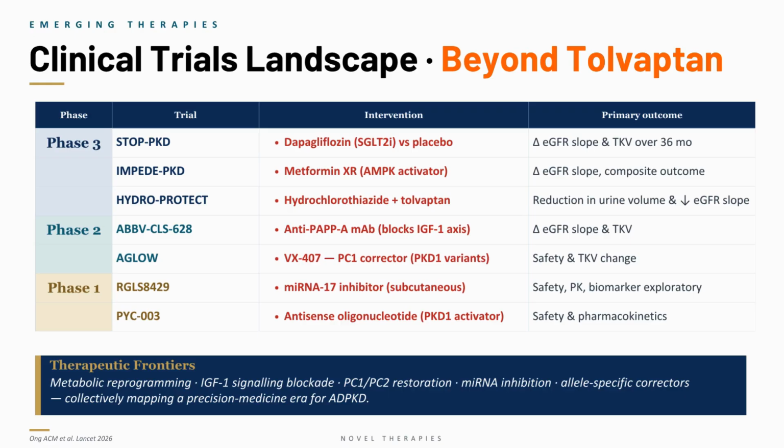In phase 1, we are seeing truly novel approaches. RGLS8429 is a microRNA-17 inhibitor given subcutaneously, aiming to modulate gene expression at the post-transcriptional level. And BYC003 is an antisense oligonucleotide designed to activate PKD1 expression. These are early, but they represent a whole new class of genetic and RNA-based therapies. So if we step back, the therapeutic landscape is clearly expanding. We are targeting metabolic reprogramming, IGF-1 signaling, restoring polycystin function, and even modulating microRNA pathways. This is no longer just about slowing cyst growth, it's about precision medicine in ADPKD.